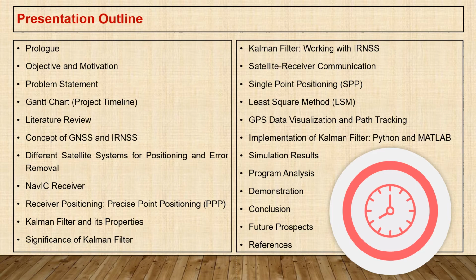Mainly, this project is dealing with the Indian Regional Navigation Satellite System and the receiver, that is NavIC, associated to it. So there are different topics related to NavIC, receiver positioning, some PPP implementations, that is precise point positioning, significance of Kalman filter, its working, etc. Then we would come to the main part of SPP, that is the single point positioning method, which is implemented using LSM, that is the least square method, and how the program analysis is done. Then there will be a demonstration followed by conclusion, future prospects, and the references.